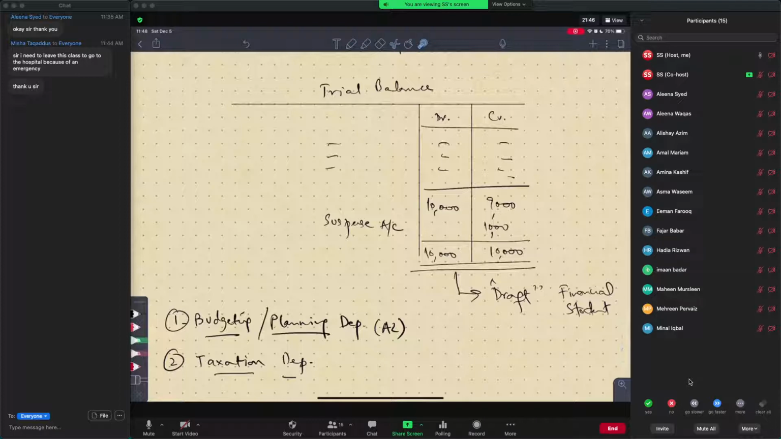Once this is done, you come back, you reopen the book because now you need to investigate why we have a suspense account in the trial balance. So you reopen the books and then you look for the errors.